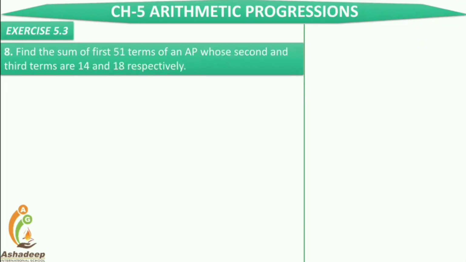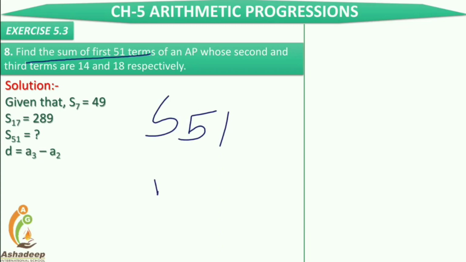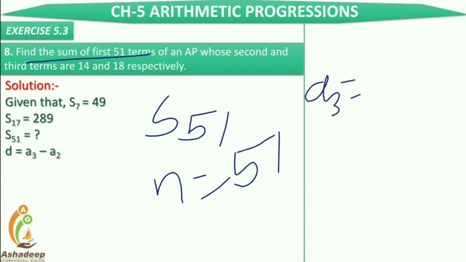Question number 8, right? Solution. So don't consider these 2 steps, they are written by mistake. Just don't consider this and this, it is written by mistake, right? Okay, S51 we need to find out. d is equal to A3 minus A2, that we already saw. Okay, first of all let me show you, find out the sum of 51 terms. That means we need to find out S51. That means n is equal to 51. Now the third term, that is A3, is equal to what?